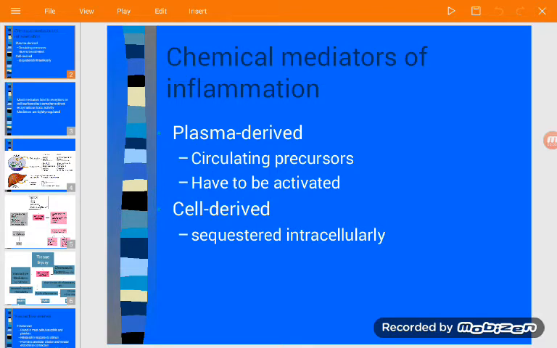This is a summarization of mediators of acute inflammation. This summarization is intended for second year medicine students.